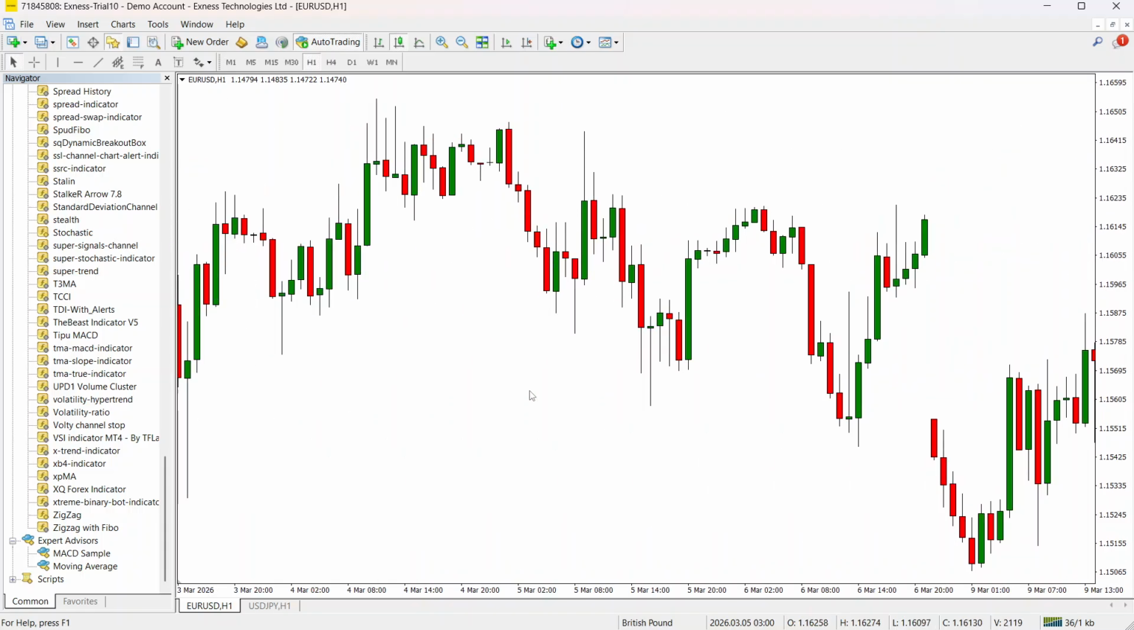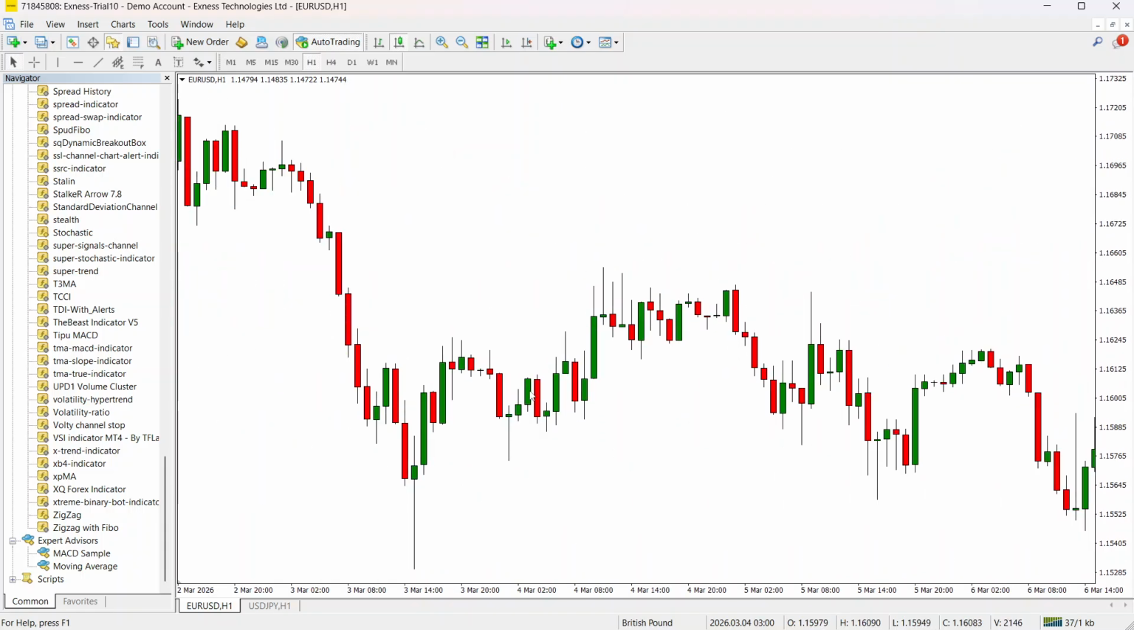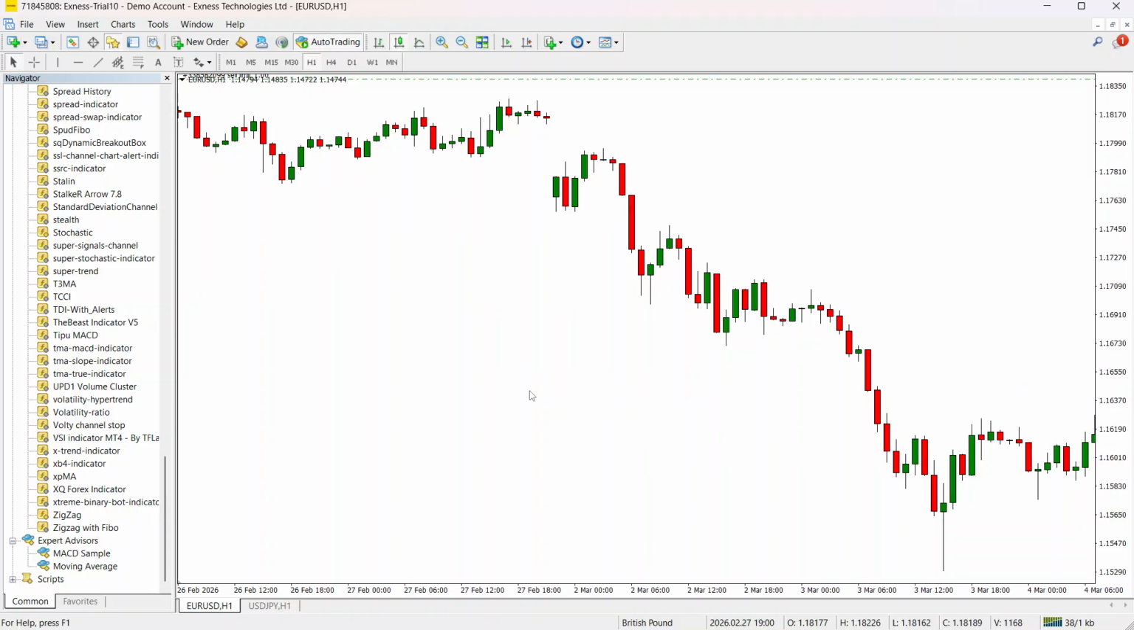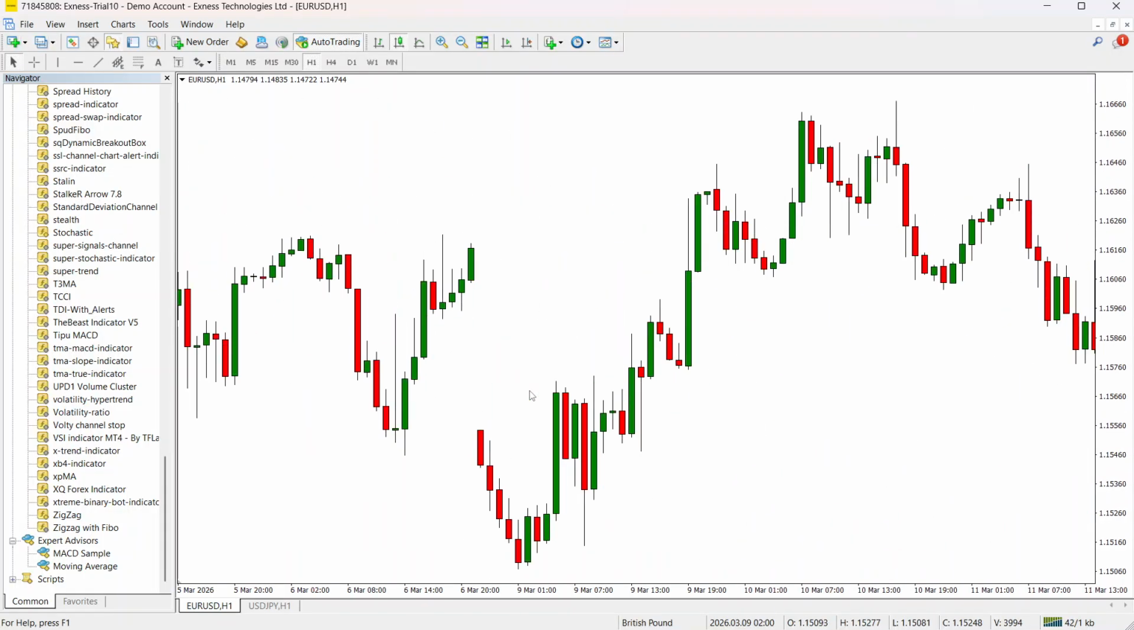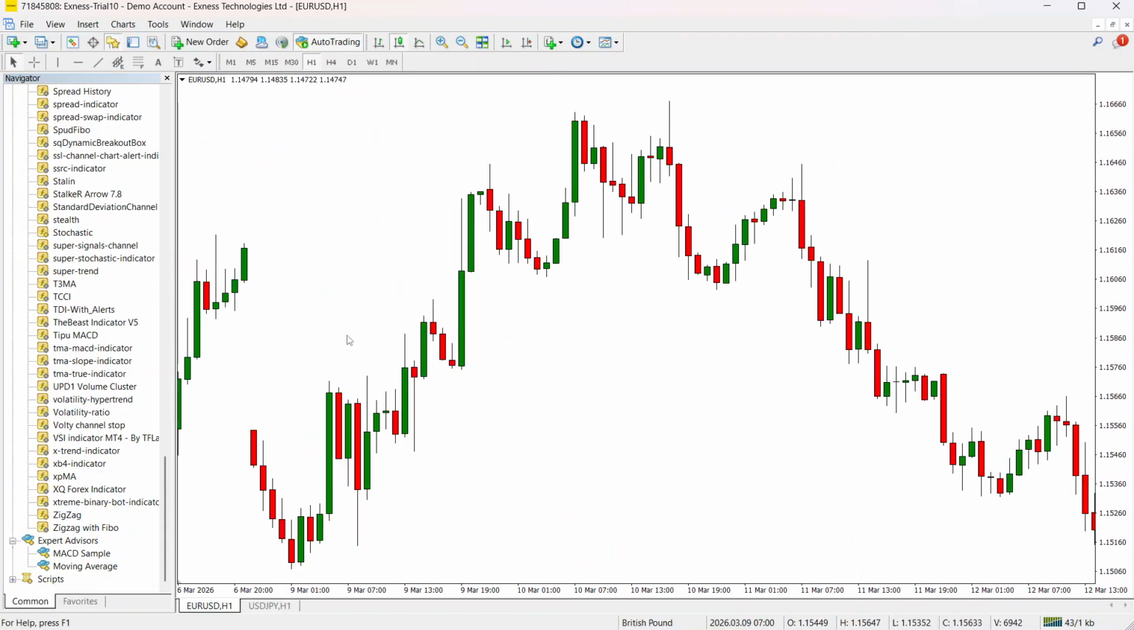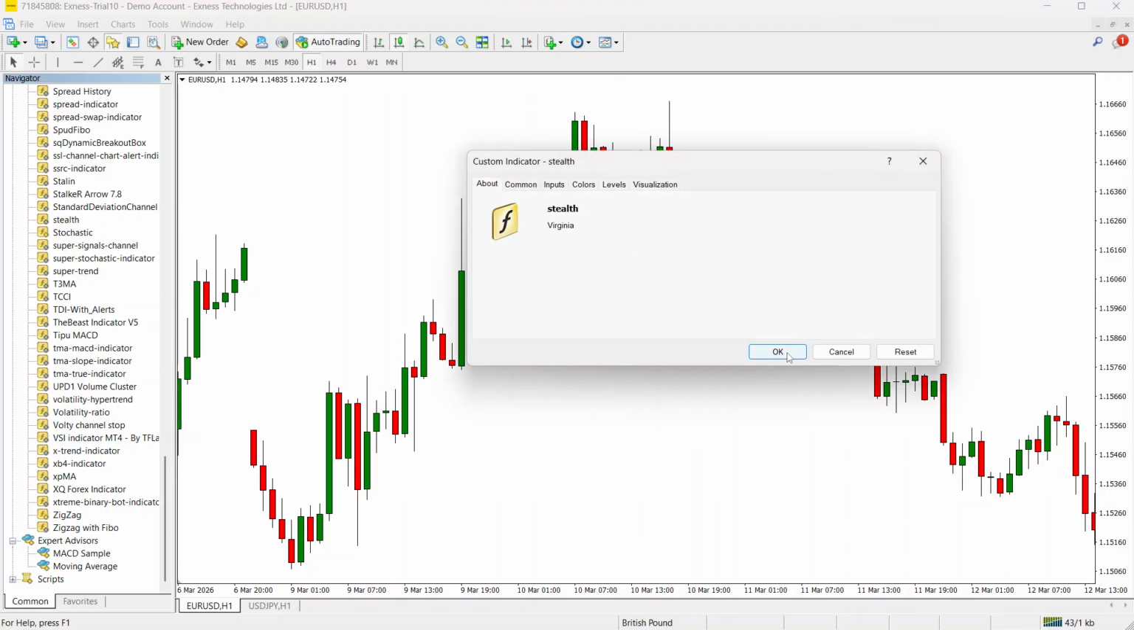This indicator is designed to give trend and momentum information in a more subtle, noise-filtered way, helping you see directional bias and potential shifts without overloading your chart. I'll load the indicator on the chart so you can see how it looks in real time.